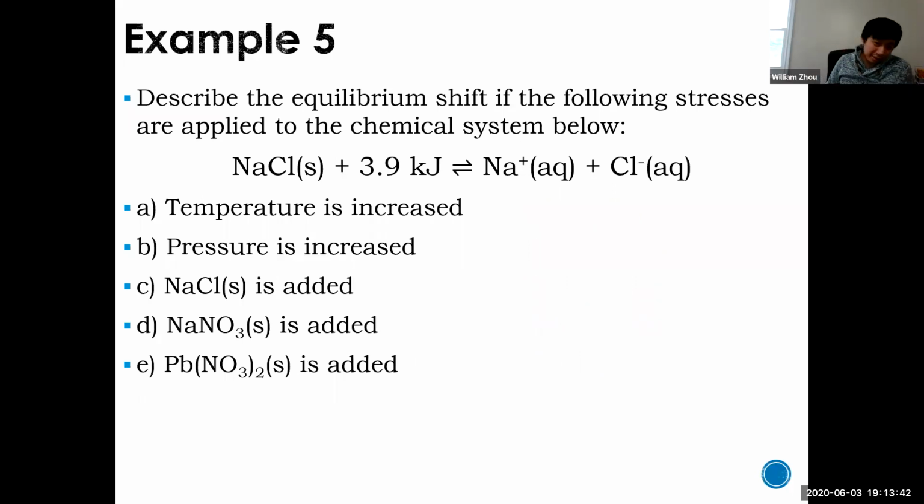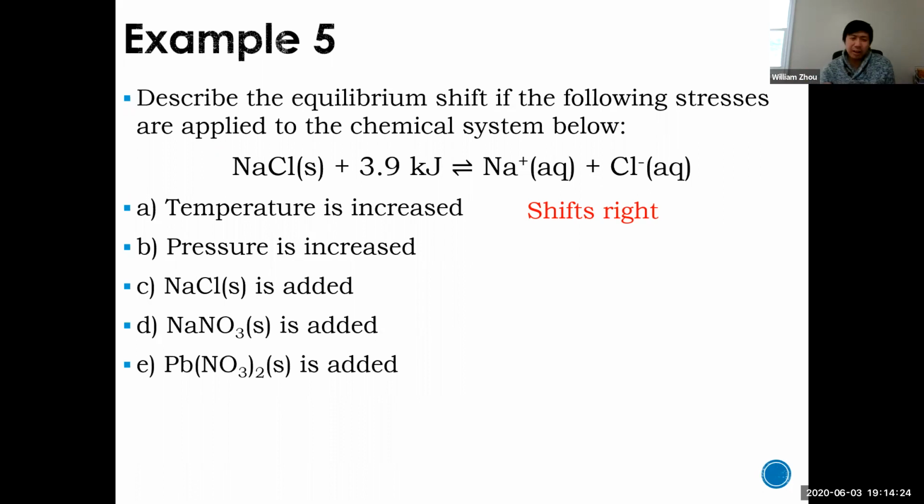Now, this example is actually difficult. There are a lot of tricks in here. So consider this. Solid sodium chloride plus some energy becomes sodium ions and chloride ions. What happens if you increase the temperature, guys? Left, right, nothing? To the right, yes. It shifts to the right because the forward reaction is endothermic. It requires a lot of energy. If you increase the temperature, you provide that energy. So perfect, you would really favor that reaction to produce products.